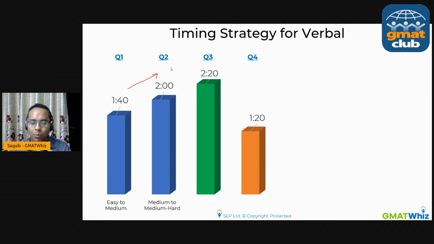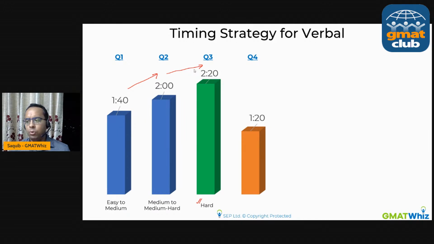You don't go 1 minute 50, 1 minute 50 for each quarter. And in the third quarter, obviously, if you perform well, there's a good chance that most of the questions you'll get here would be hard ones, where you will need more time. And believe me, if you're able to ace the first 3 quarters in verbal, then there's a good chance that you will get a pretty good score, a pretty solid score.